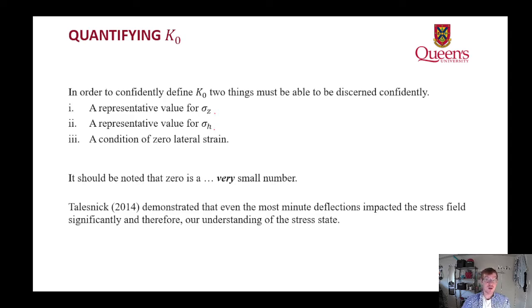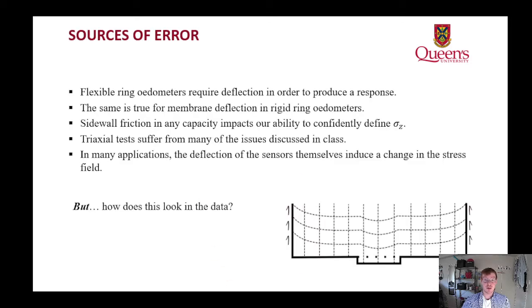So a review of all 171 tests found that for one reason or another, they did not satisfy all three of these prerequisite conditions for determining K0, and therefore they contributed to this erroneous working definition for the parameter. So where in these data sets did we go wrong? Where were the sources of error? Well, that changed depending on how the data was taken.